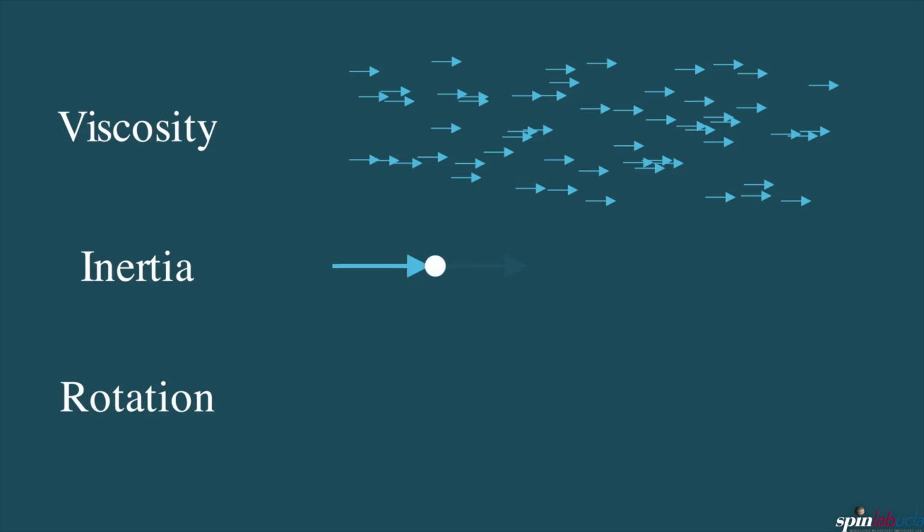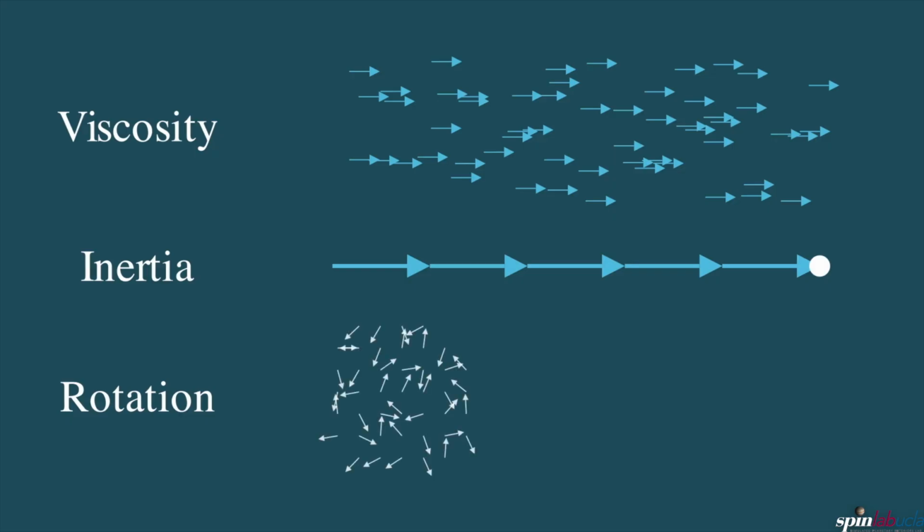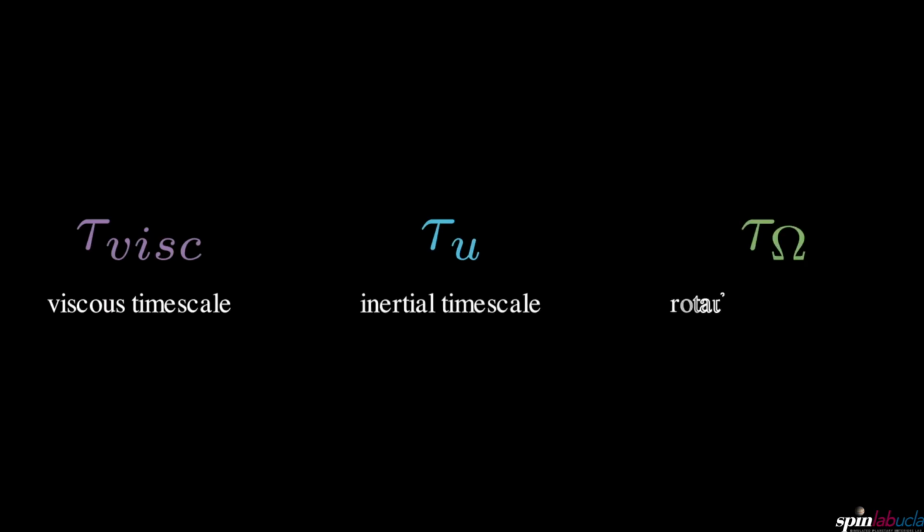Inertia is a fluid's resistance to acceleration, its tendency to keep moving the way it was. Rotation is the average rotation rate of all the fluid in the container. Each process has a characteristic timescale, an estimate of how long it takes to make a significant impact.